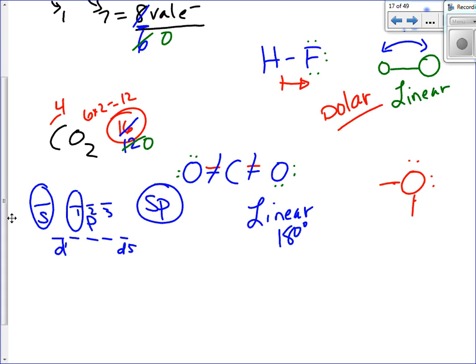Is this one polar or non-polar? You do the dipole moments. They both pull on the carbon equally, so the symmetry is even on both sides. It's symmetrical, so this would be non-polar.